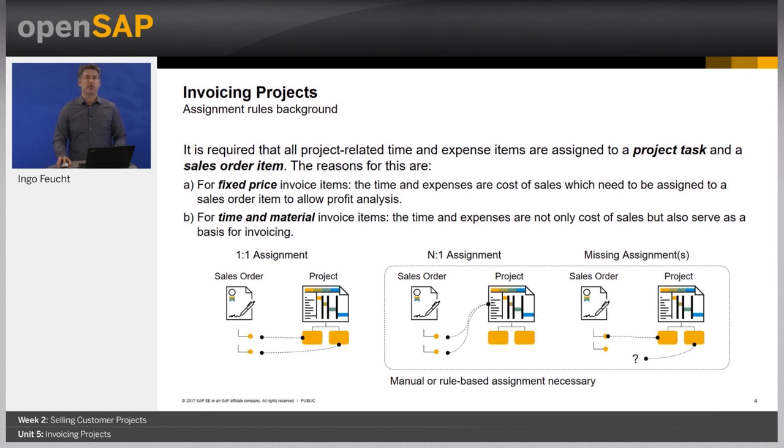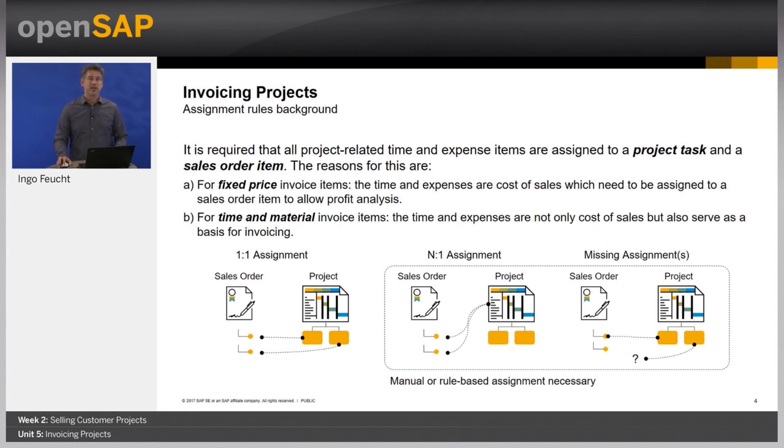On top of this, for time and material projects, you need to get the prices from the sales order item for invoicing. So the quantity comes from the project confirmation, and this quantity is then valuated with the price from the sales order. Here we see 3 examples.